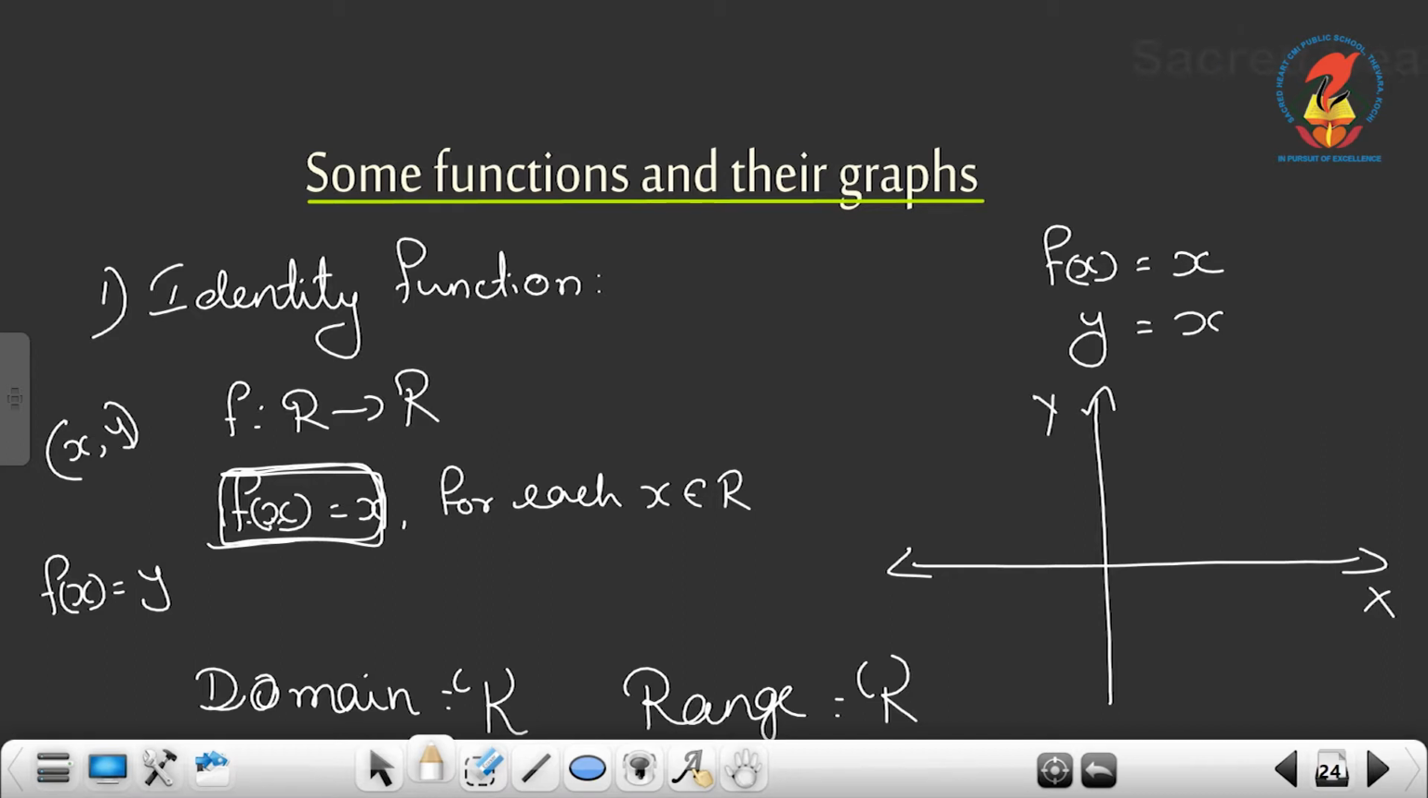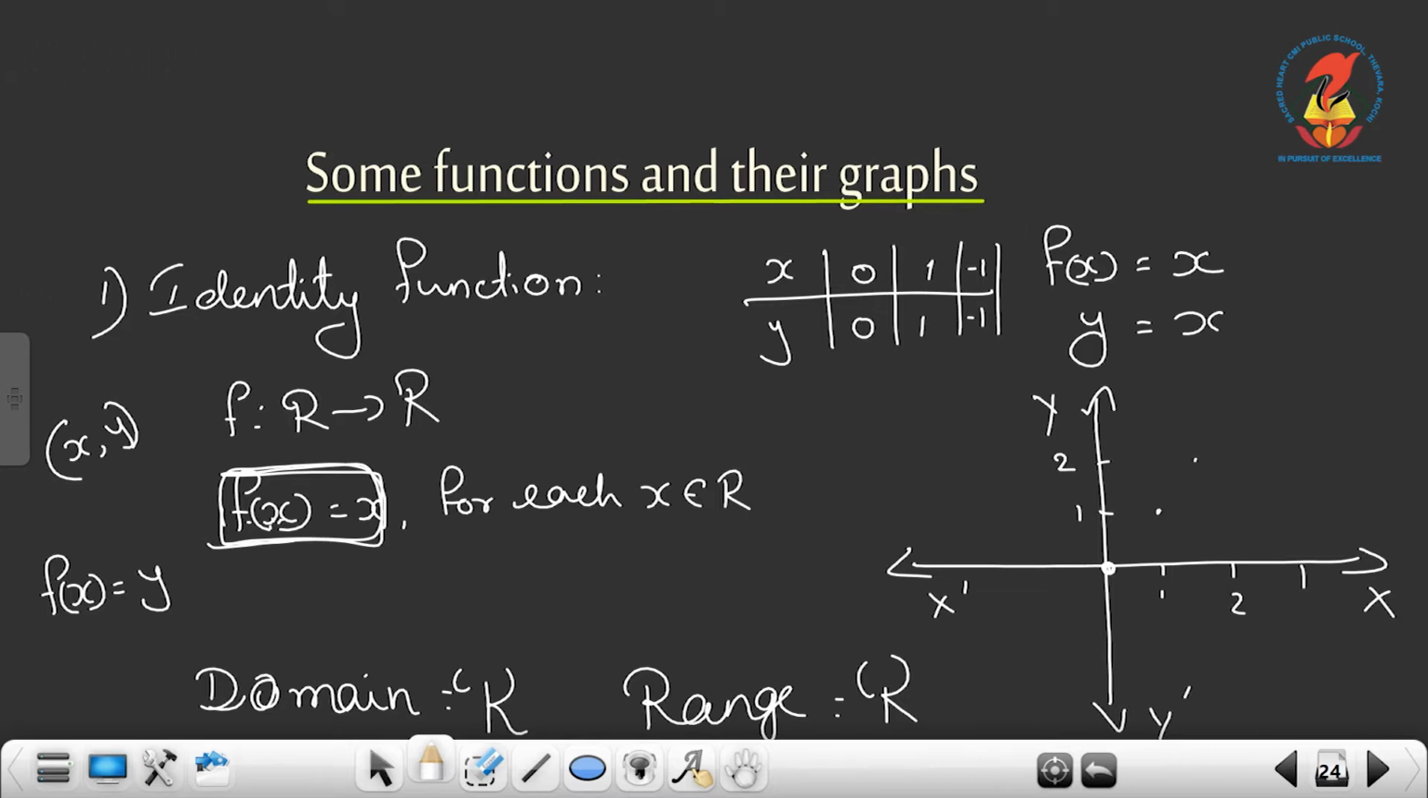X axis, y axis. Okay, y is equal to x. We can draw the table. When x is 0, y is also 0. When x is 1, y is 1. When x is minus 1, y is minus 1. The same value you have to give. So 0, 0, 1, 1, then 2, 2, 3, 3, like that. Then minus 1, minus 1, minus 2, minus 2.